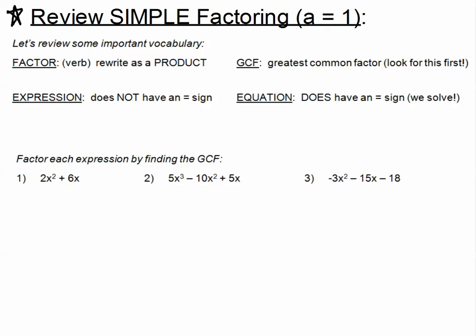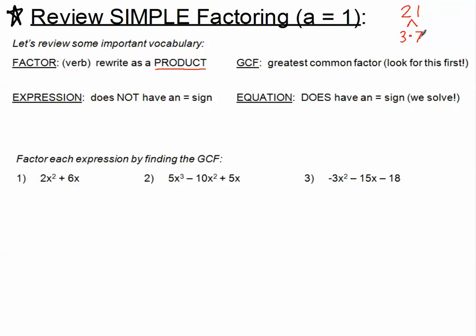Before we begin, I'd like to review some vocabulary that will help us in today's lesson. The word factor, I'm first going to be using it as a verb, which means it's an action, something to do. Factor means to rewrite as a product. For example, if I wanted to factor the number 21, I would rewrite that as a product of two of the numbers that multiply to give 21. For example, 3 times 7. I have now factored 21.